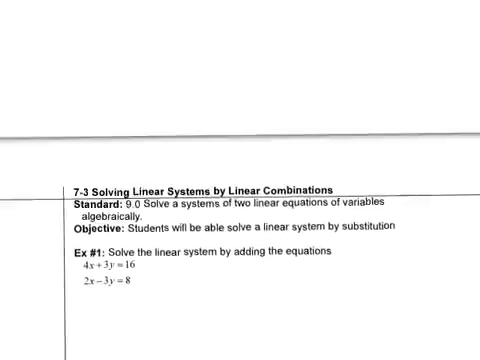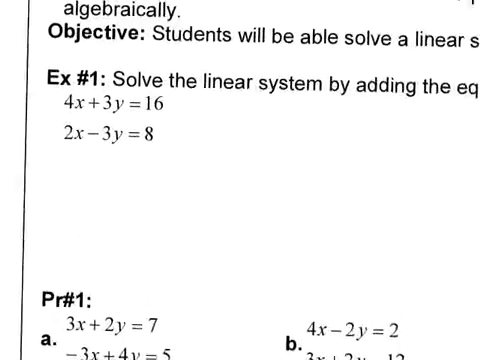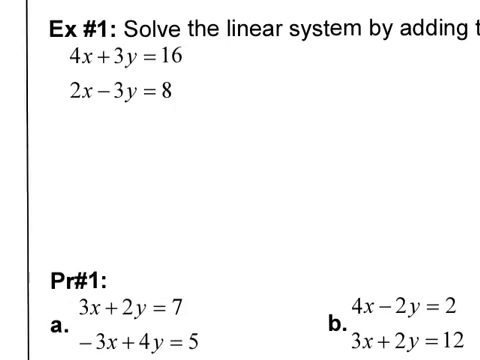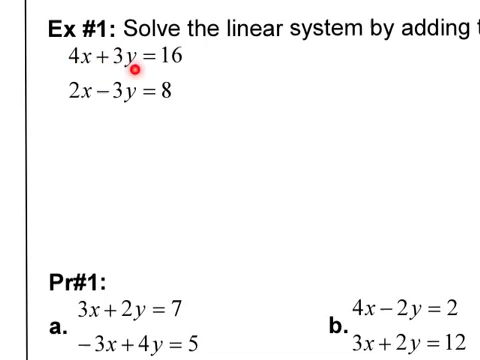So we're going to use that concept in dealing with linear systems. Here we have 2 equations: 4x plus 3y equals 16, and 2x minus 3y equals 8. We're going to solve for x and y just like we've been doing, but now we're going to add these equations together. The purpose is to get some variables to cancel out. Here I have a positive 3y, and here a negative 3y, so when I add these together I get 0y, which is just 0.